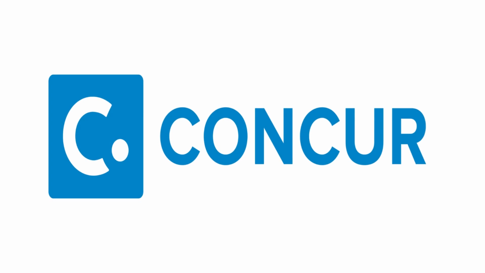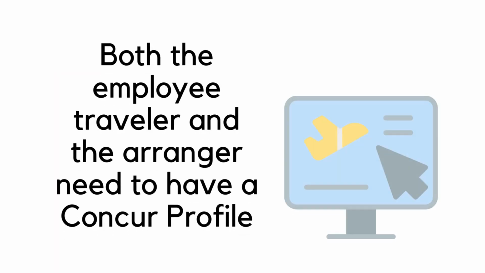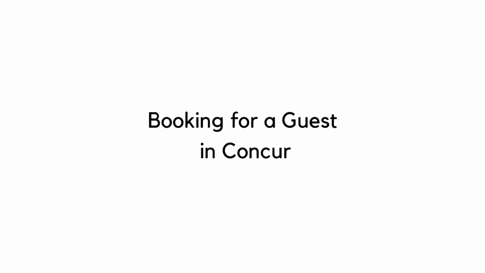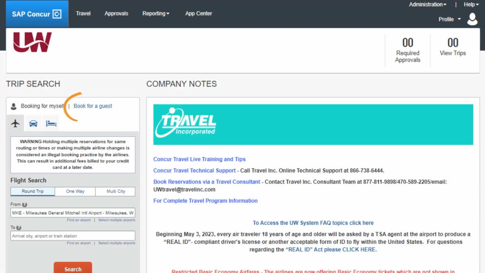Another option to book for others is using the online booking tool Concur. Please note you will need a Concur profile in order to book for others, whether that is with Travel Inc. or in Concur itself. To begin booking for a guest, look at the left side of the screen. There will be an option to book for a guest. If you click the link, the page will refresh and 2 orange heads will appear as an icon. This is how you know you are now booking for a guest.